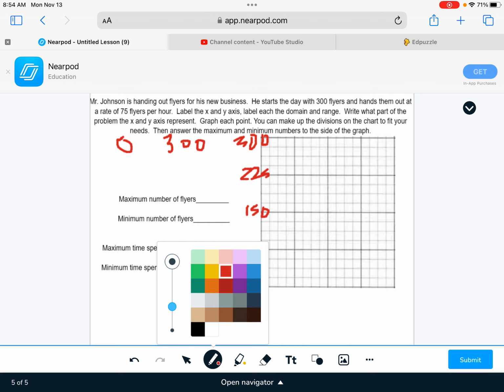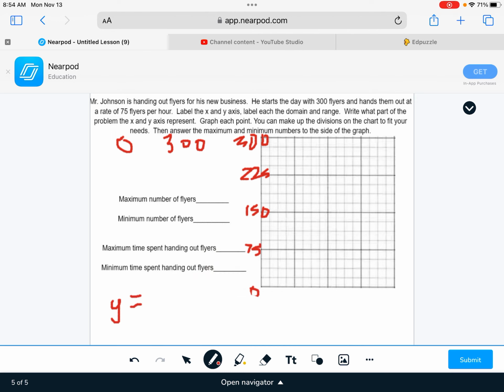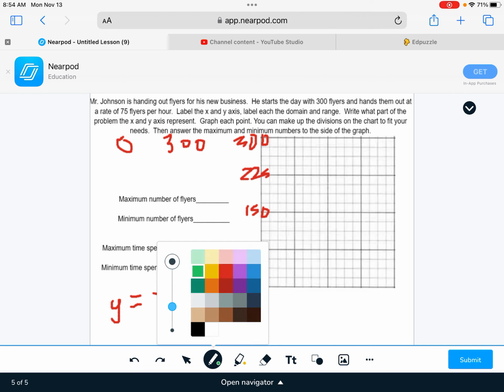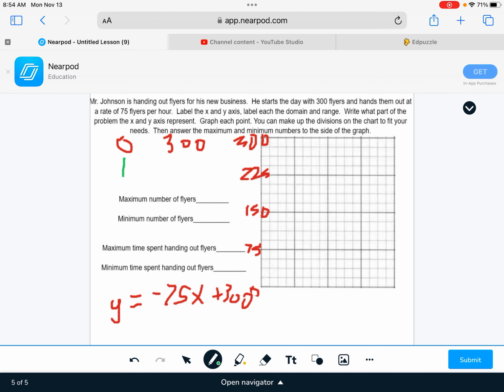All right, so what I got here is it's going to be y equals negative 75x plus 300. The negative 75 is because he loses 75 flyers per hour as he hands them out. The plus 300 indicates the positive 300 that he starts with. So if I look at 1 hour that he is sending out, negative 75 times 1 is negative 75. 300 take away 75 is 225.